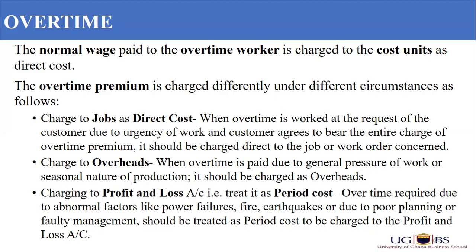But we charge it to overhead when there is general pressure, right? The work has become plenty on you, so you are staying back, and the customer is not going to pay for your overworking, but you want to complete your work in time. So it is charged to profit or loss, treated as period cost. Overtime required due to abnormal factors like power failure, fires, earthquake, or due to faulty planning or management should be treated as period cost, charged to the profit and loss account.